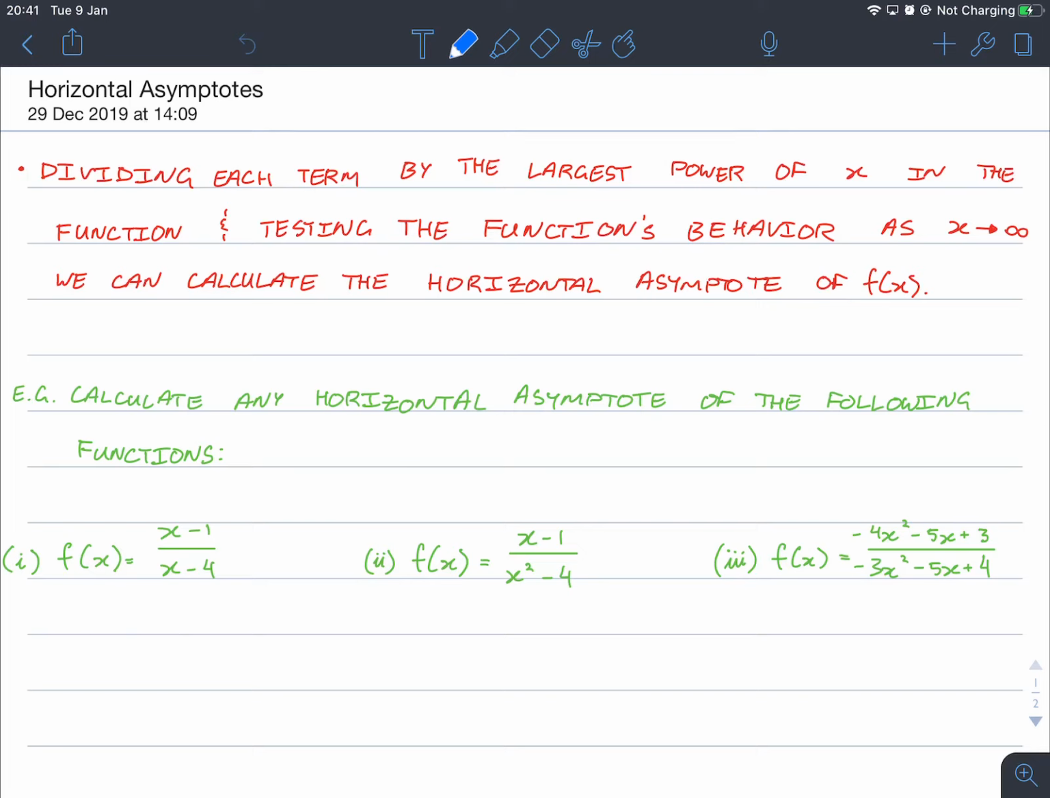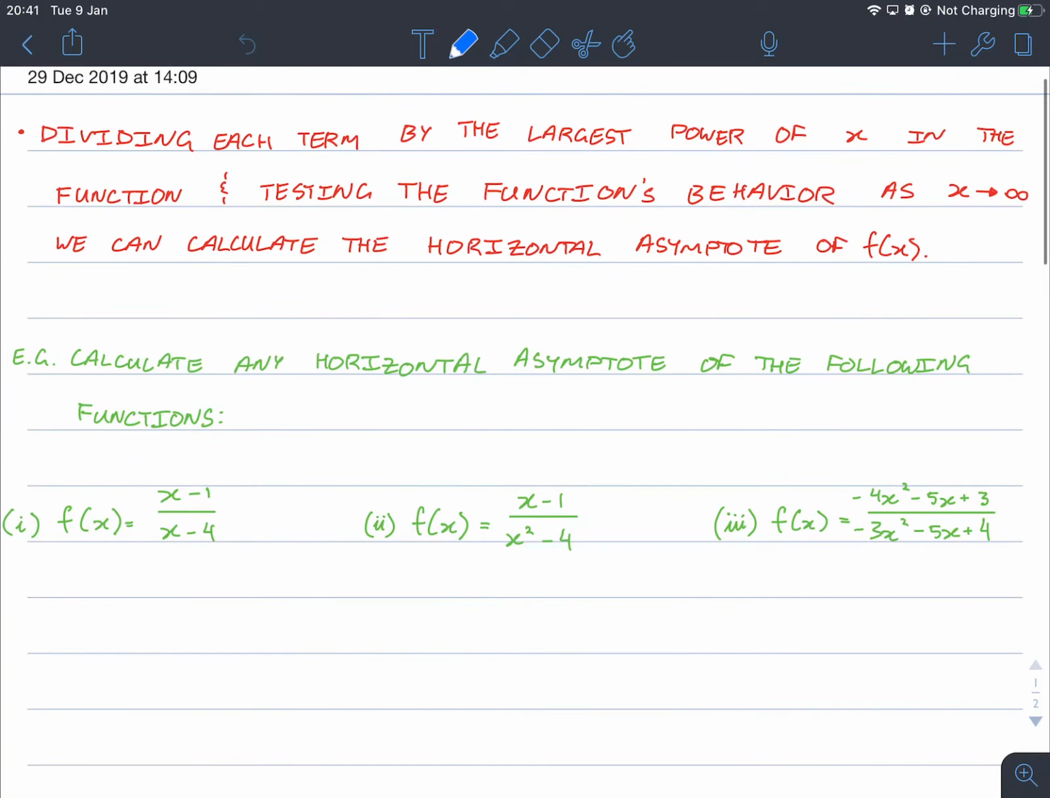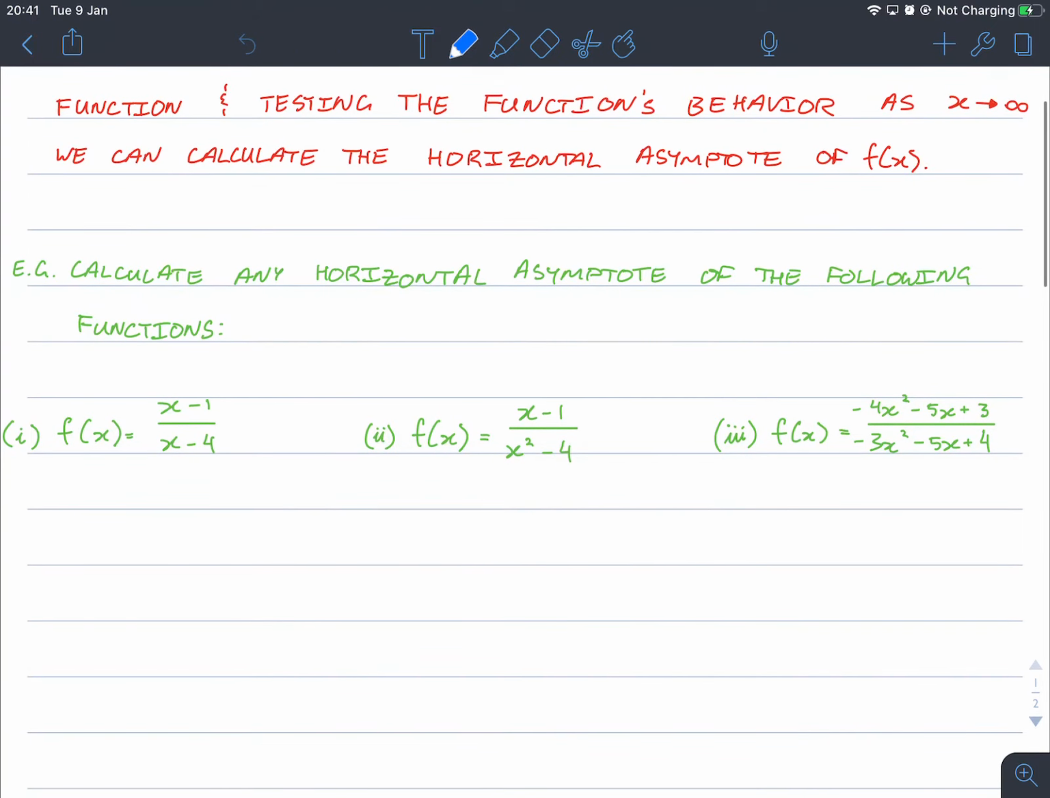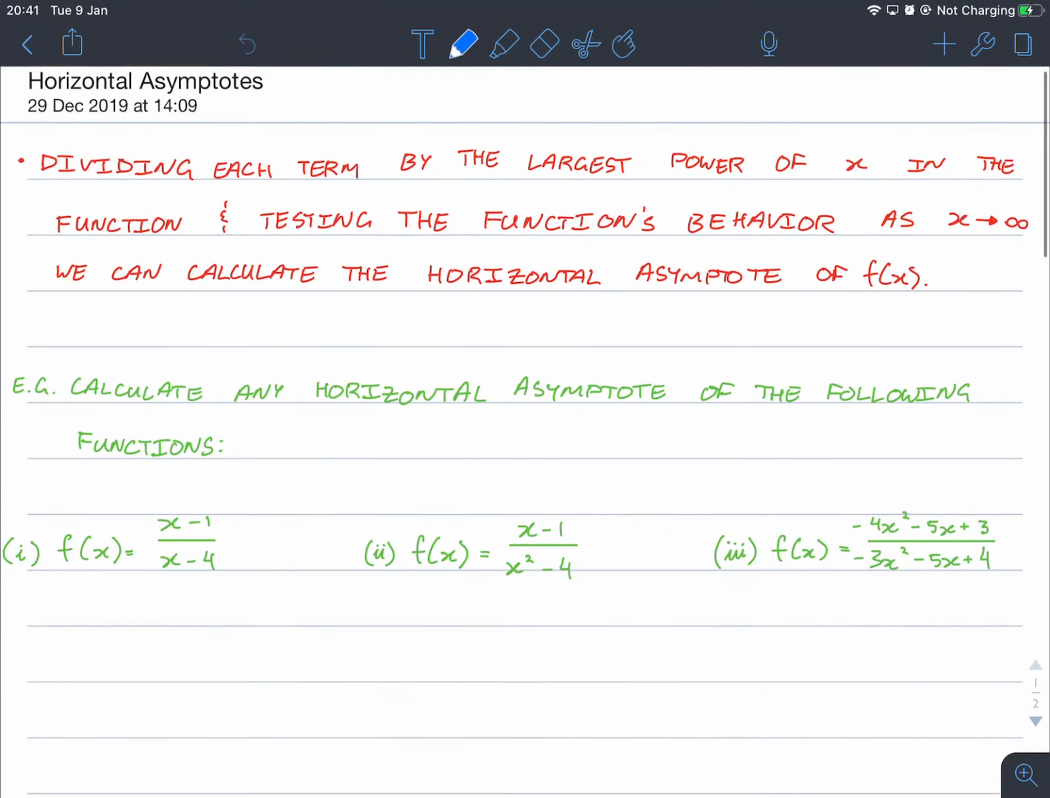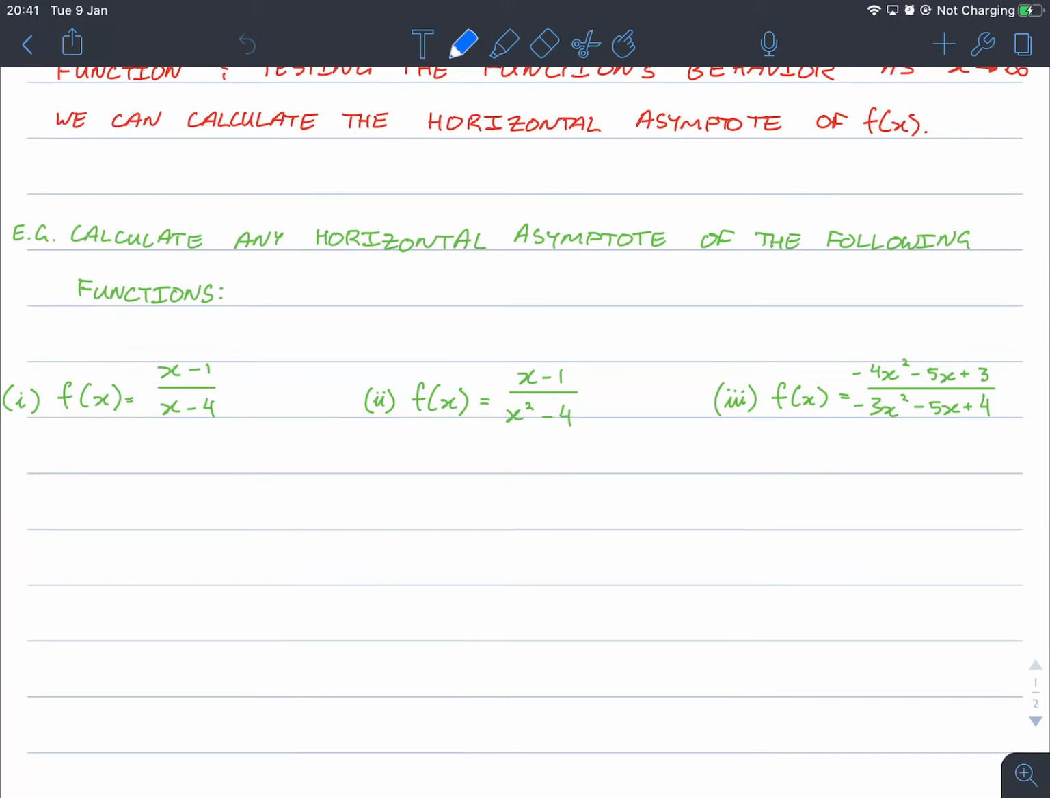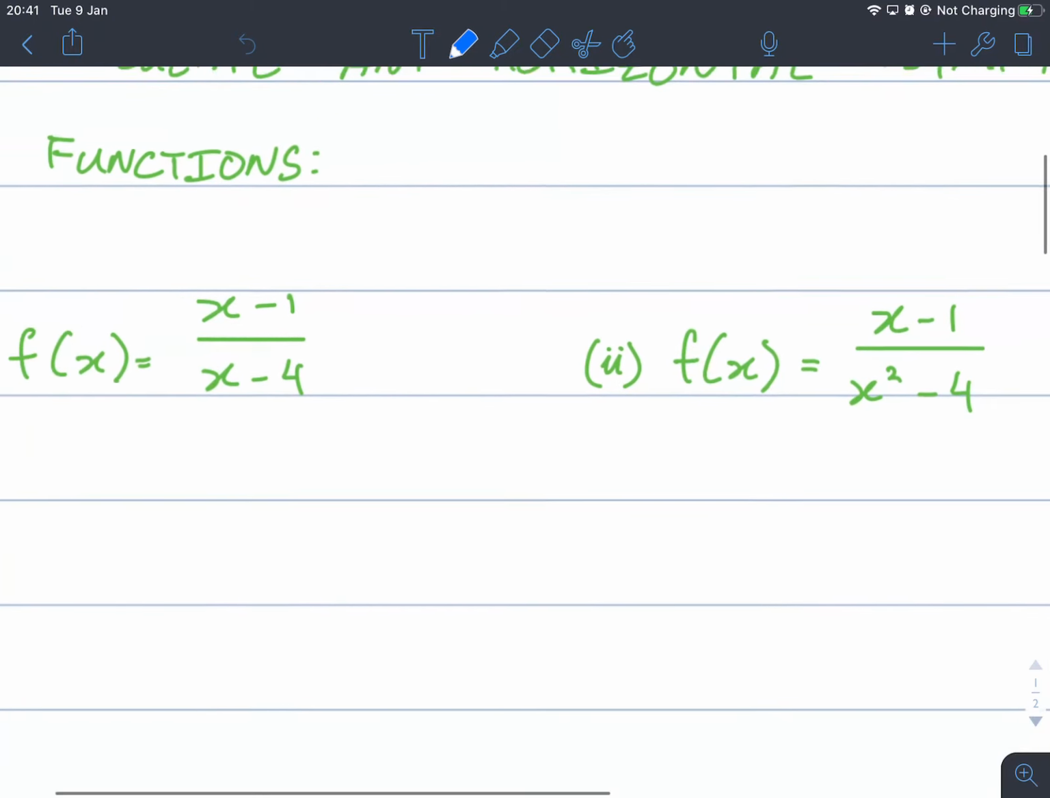Hello class, this is a video tutorial on calculating horizontal asymptotes by dividing each term in the function by the largest power of x in the function and testing the function's behavior as x approaches infinity. We can calculate the horizontal asymptote of any function f of x. In the previous video when we talked about vertical asymptotes, asymptotes in general can mostly be found where there are algebraic fractions. Okay, so let's get to it here.